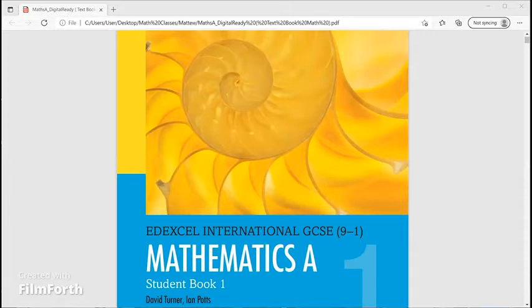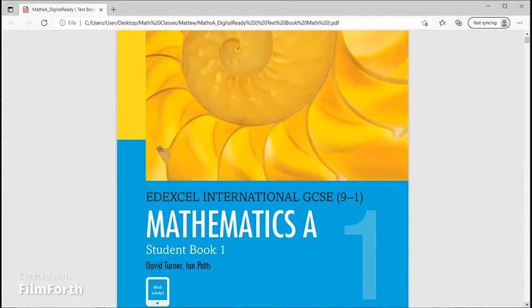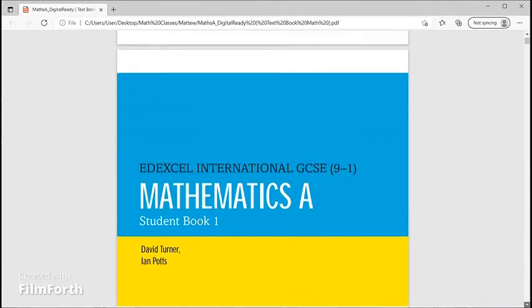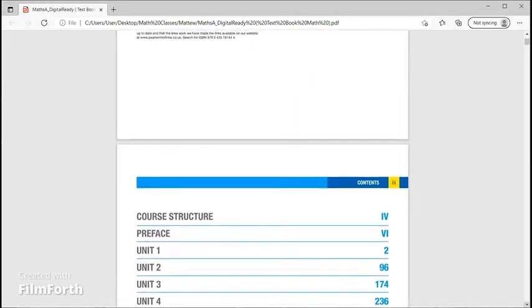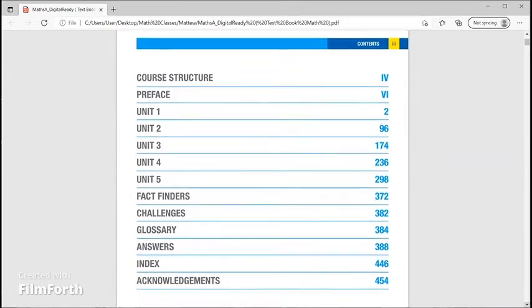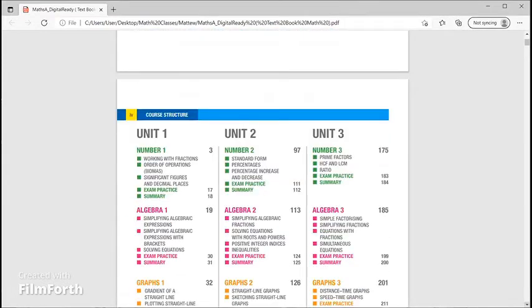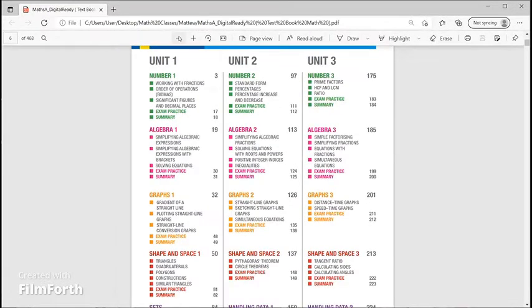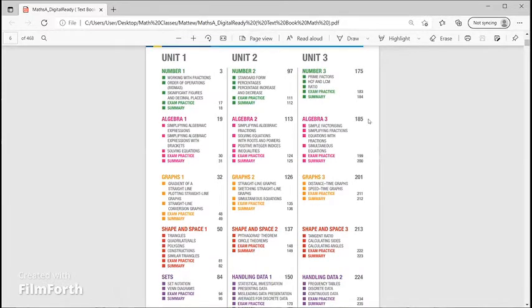Today I'm going to teach you this Edexcel International GCSE Mathematics A Student Book 1. Now there we are going to do one part of it. First of all, we'll check the content. Now, when we go through the content, under the first unit, now this is the first unit. The first unit, they have divided into some parts. Now, I will read out the parts.